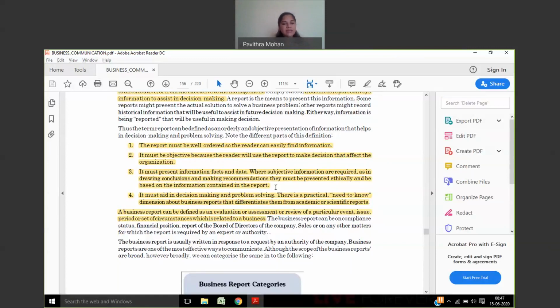Okay, it must aid in decision making and problem solving. There is a practical need-to-know dimension to business reports that differentiates them from academic and scientific reports. So if it is a business report, it is very, very important for us to ensure that the information is required by the reader, so he needs to know the information. With that perspective, I have to draft my report and ensure the other person is able to understand my report completely. It shouldn't be a vague report, whereas an academic report, just like your marks cards, is just crisp.